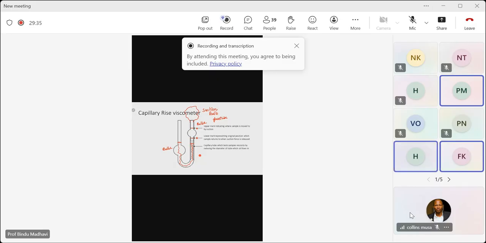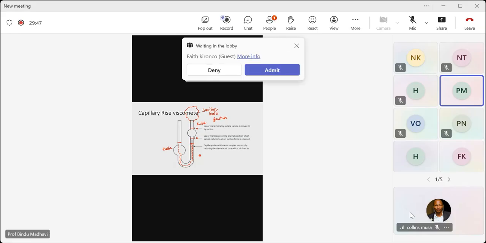When the suction bulb is used, the liquid is sucked into the second bulb because we are creating a vacuum by applying vacuum to the suction bulb. So the liquid level starts rising to level A. We make sure the liquid level is slightly above level A. We apply suction until the liquid comes slightly above level A.